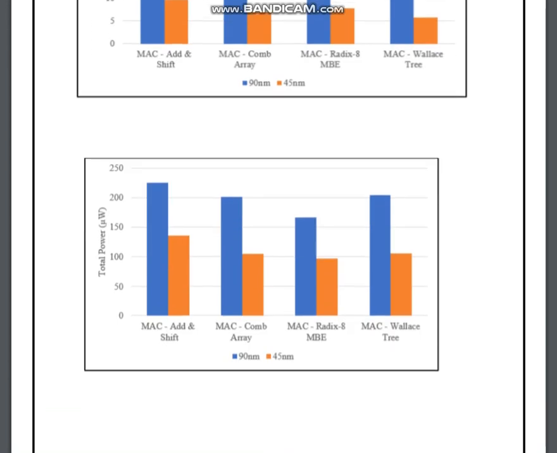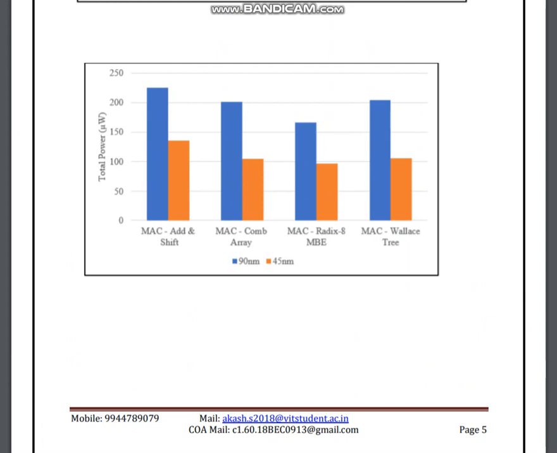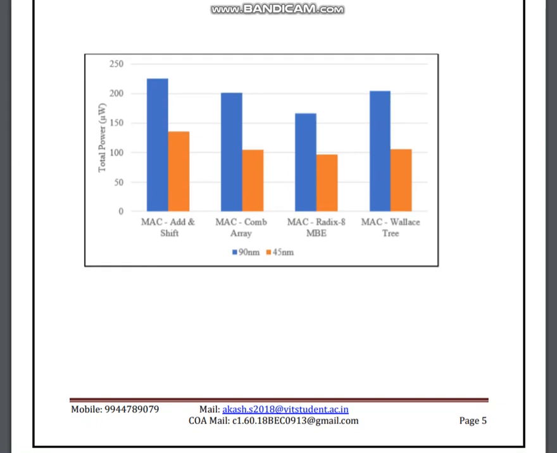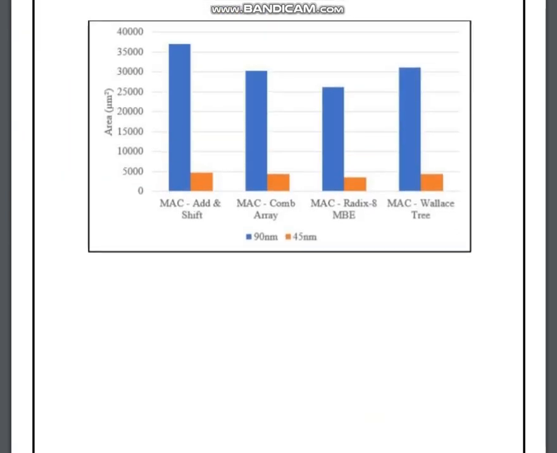Further moving down, when you compare the technology size in nanometer, for 45 nanometer you see a significant reduction in the power that is consumed in all the cases. Similarly, in this diagram, the area is considerably reduced to 1/8 of its proportion, or say 1/7 of its proportion.